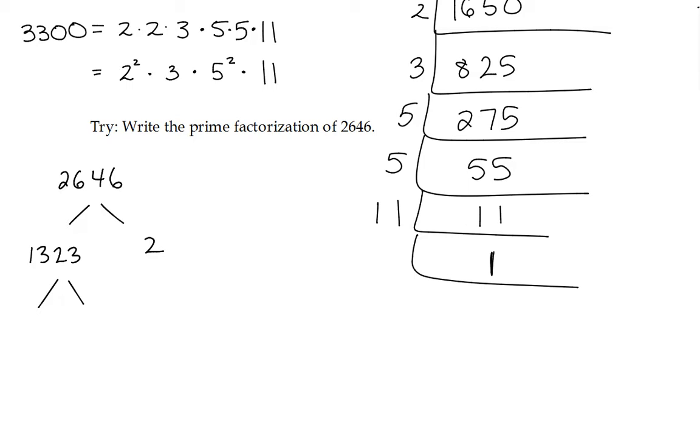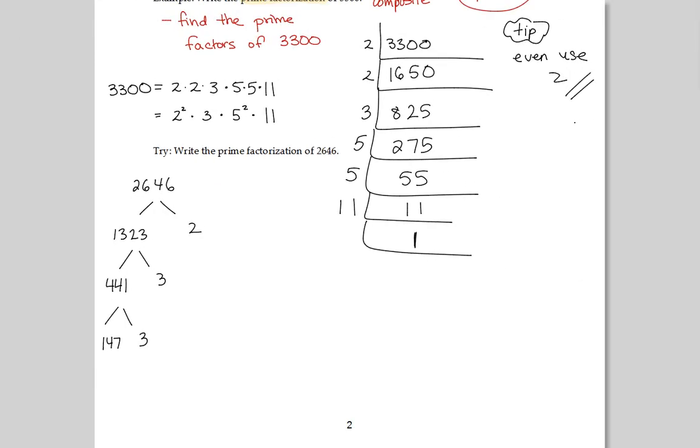1323, that is not going to divide by 2. Does it divide by 3? Yes, it does. And then 441 can keep going. Divide that by 3. Oh, it works again. So you see I've run out of room? I don't know. It just takes up a lot of space, the tree diagram. So does 147 divide by 3 again, right? Oops, not 149, just 49. And then 49 is 7 and 7, right?